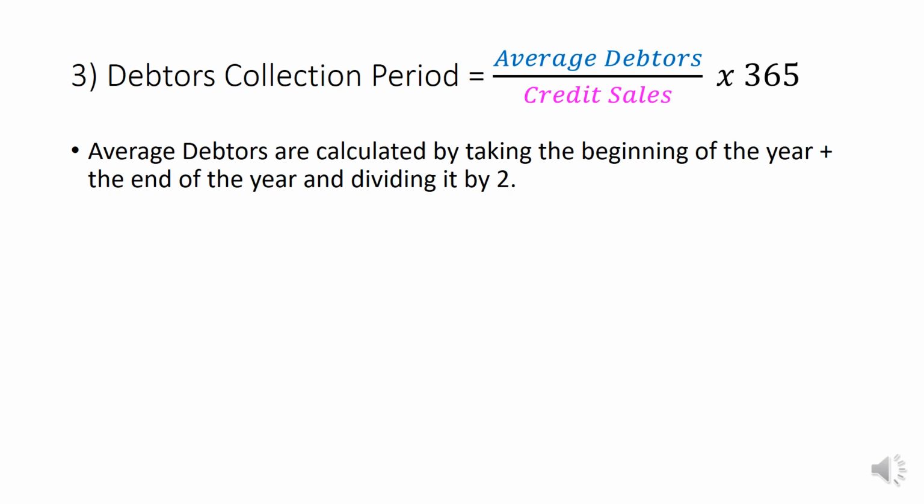Number 3, our debtors collection period. This is where we look at the average debtors divided by the credit sales, and we're going to times it by 365 to determine how quickly we collect debt. Okay, so we're going to take our beginning of the year amount plus the end of the year and divide it by 2 to get our average debtors amount for the year.